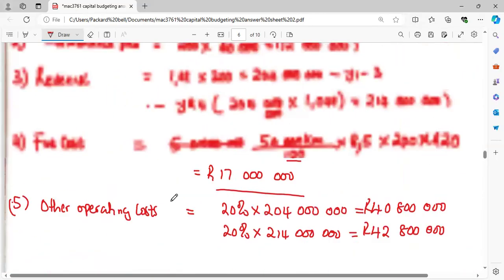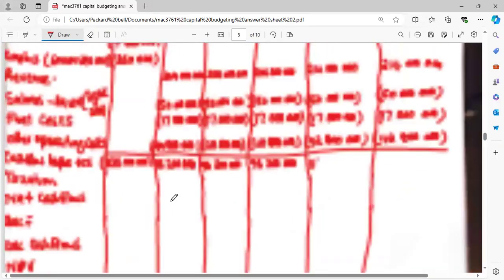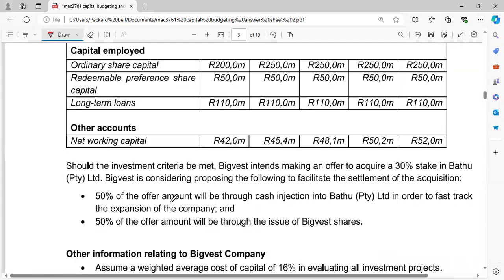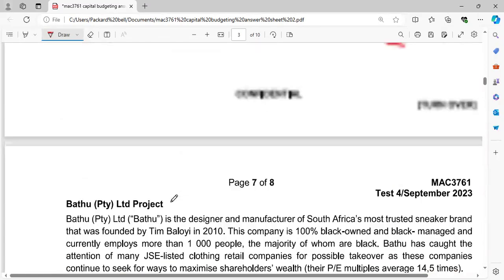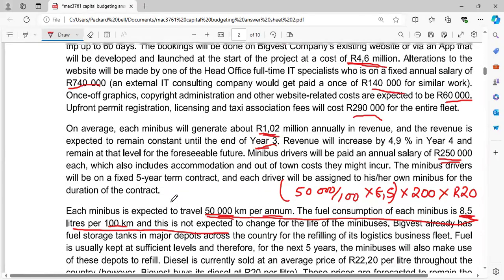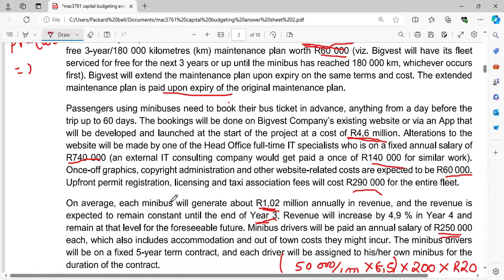Do we have anything else for tax purposes? There is this amount for... what are we going to do with these alterations to the website? They will be made by one of the head office full-time IT specialists who is on a fixed annual salary of 740. An external IT consulting company could get paid a once-off 140 for similar work. What do we do with this part for tax purposes?